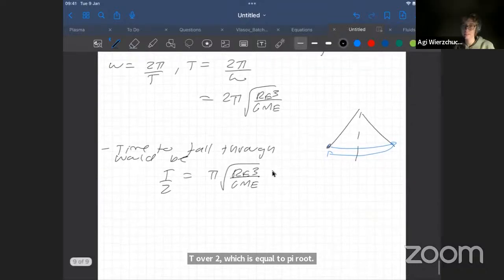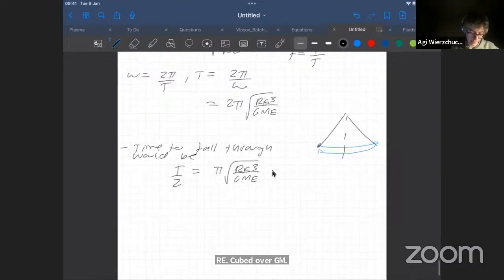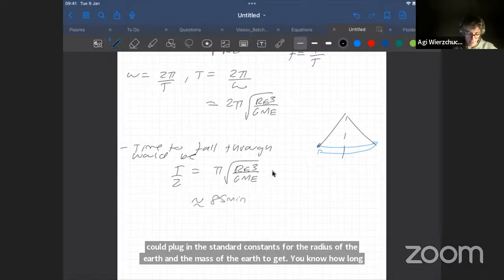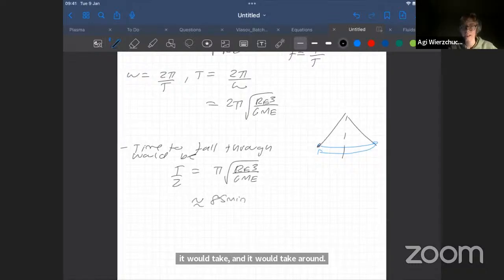So that's basically how the question would go. And then you can plug in the standard constants for the radius of the Earth and the mass of the Earth to get how long it would take, and it would take around 85 minutes to go through it. And right, I'll answer the questions in the Q&A, because I know this is quite a difficult question.